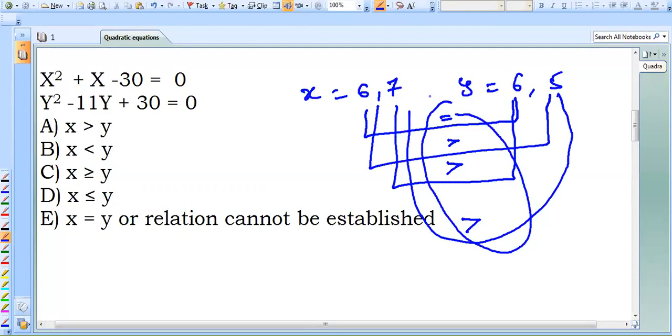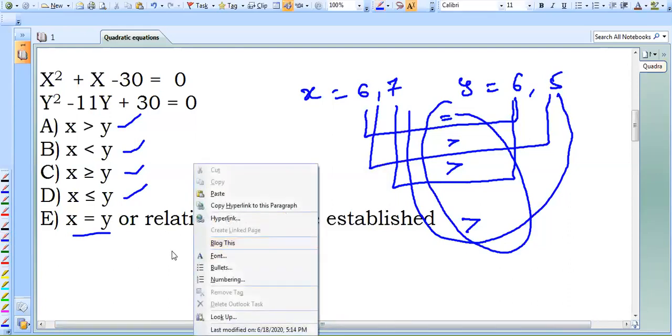That means we have to compare each and every x value with each and every y value. Then you have to find the relation, that is x greater than y, x less than y, x greater than or equal to y, x less than or equal to y, or x equal to y. So first of all, keep this in mind: you should compare each and every x value with each and every y value. Remember that point, friends, because that is the most important one.